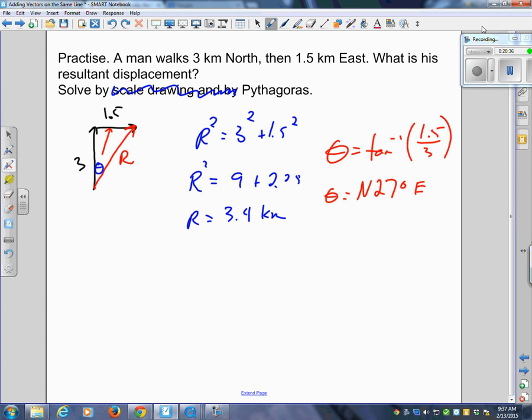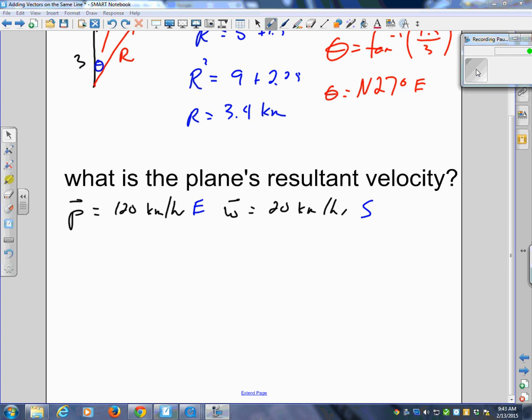Are you in for that? So we're going to go 120 east. Then we're going to go 20 south.